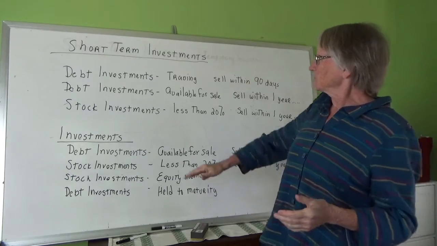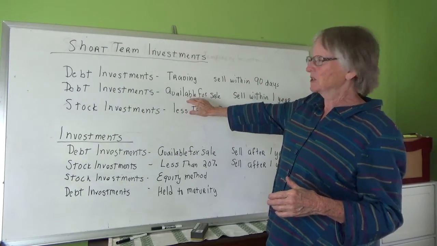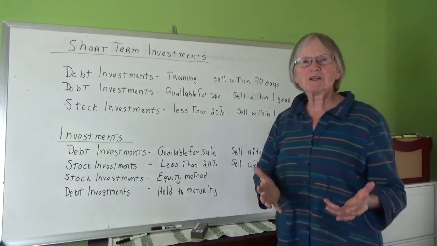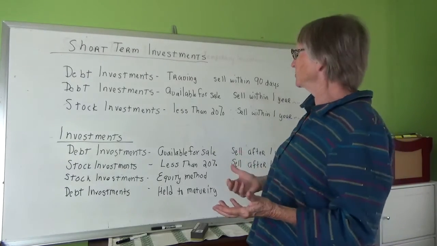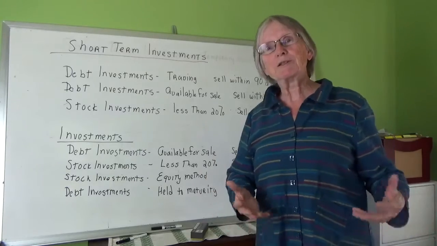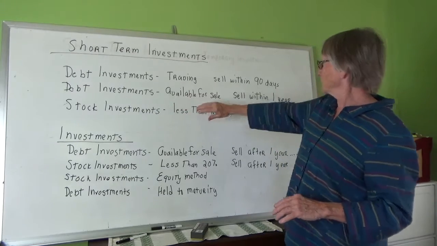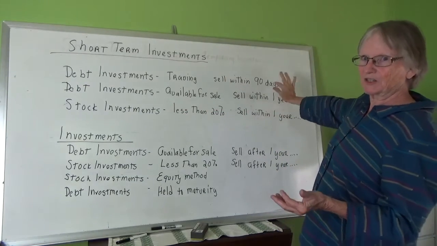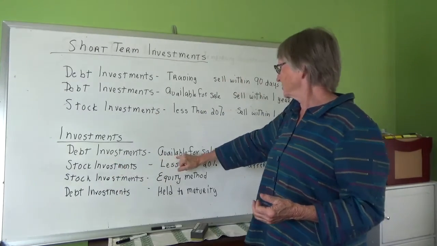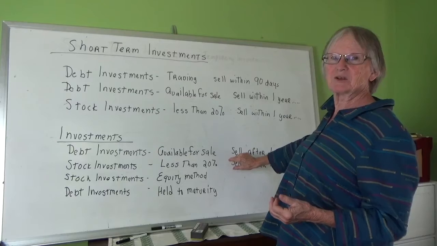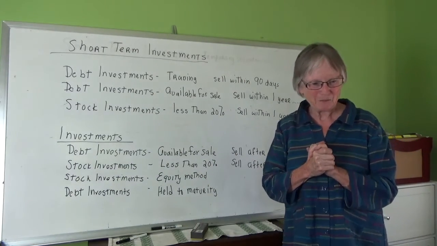Debt investments can also end up in the short-term investment section if they are classified as available for sale. Available for sale are basically investments that management intends to sell sometime. And available for sale, depending on when management intends to sell them, can be classified as current or short-term investments if they're going to be sold within a year or the operating cycle, yada yada. Or the debt investments available for sale, if they're planning to sell them after a year, would be in the investment section of the balance sheet.